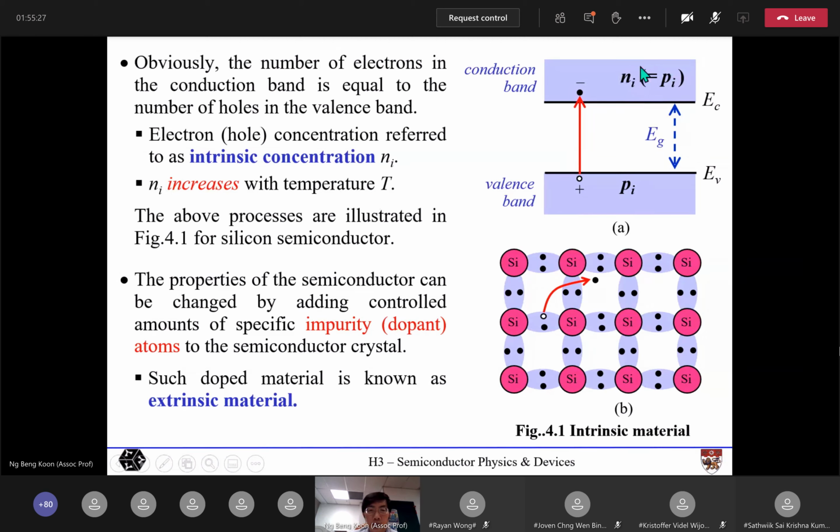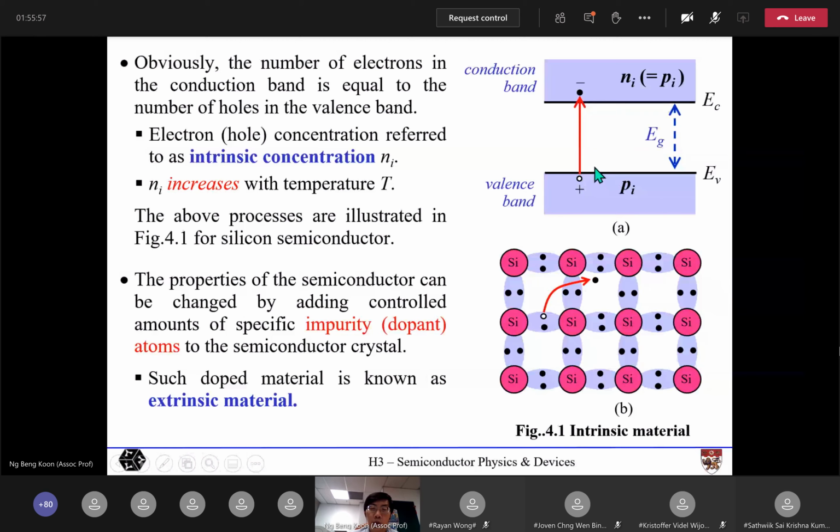is denoted as the intrinsic concentration. We denote it as Ni for the electron intrinsic concentration. This is a measure of how many free electrons there are per unit volume in the semiconductor. Similarly, the intrinsic concentration of the holes is Pi, and in a pure semiconductor these two numbers must be the same because they are always created in pairs.